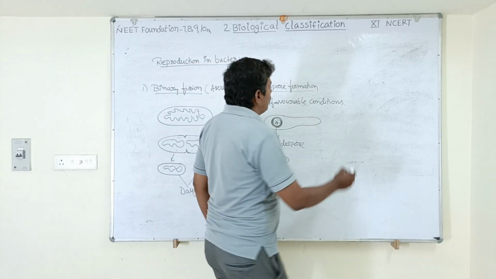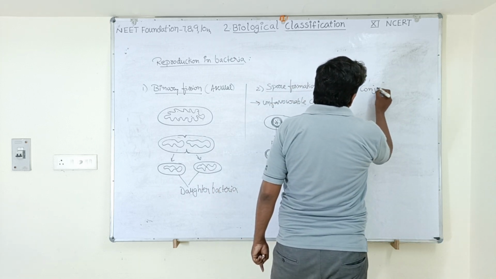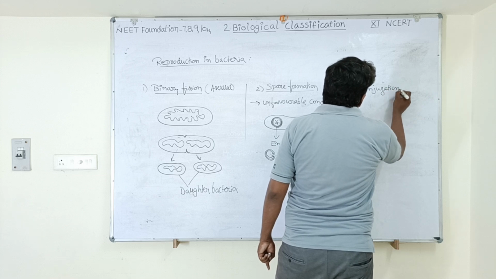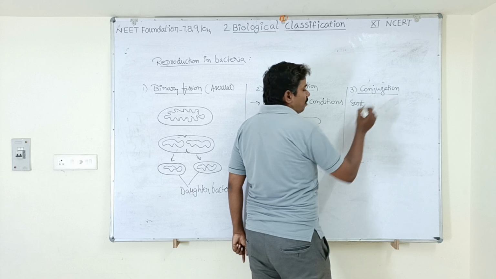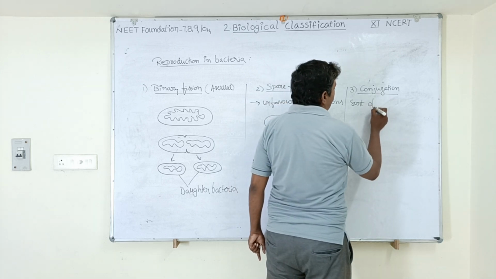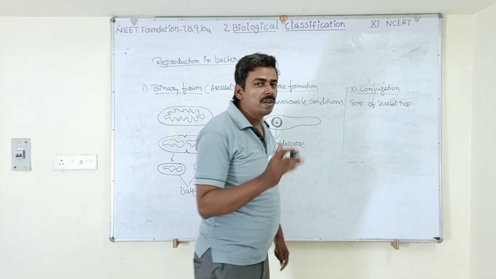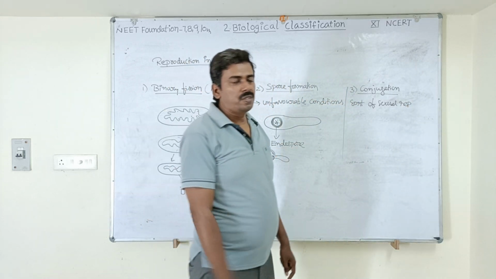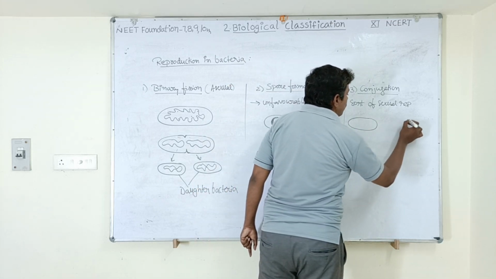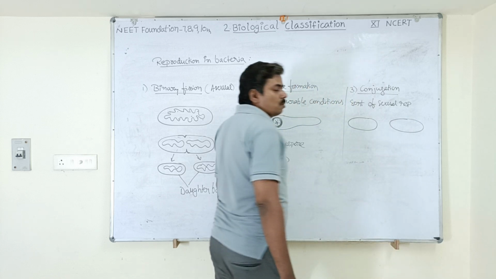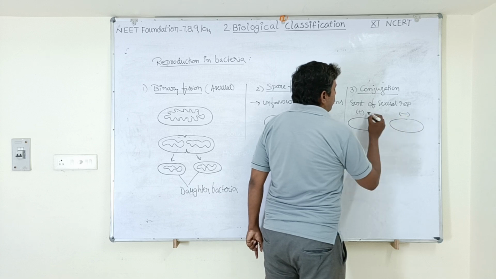Next, the third method of reproduction is called conjugation. Conjugation is a sort of sexual reproduction, a kind of sexual reproduction, not a true type of sexual reproduction. During conjugation, 2 compatible strains of bacteria will come close to each other. One is called the plus strain and another is called the minus strain.